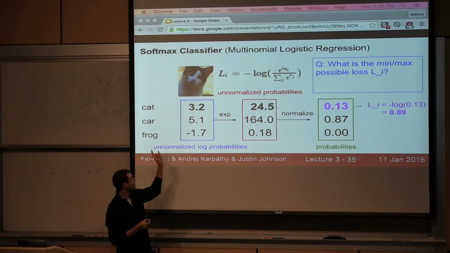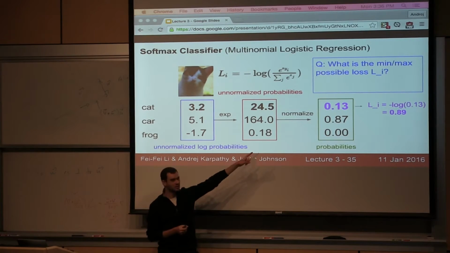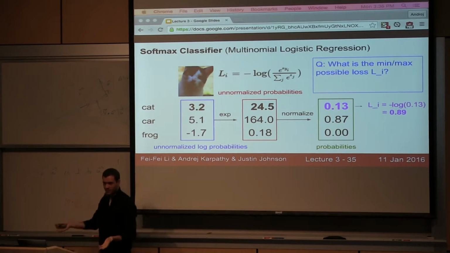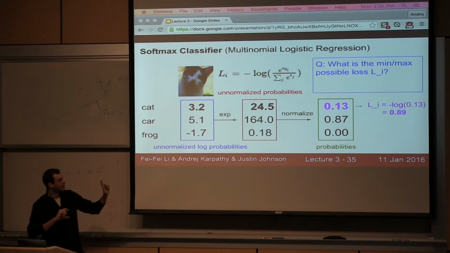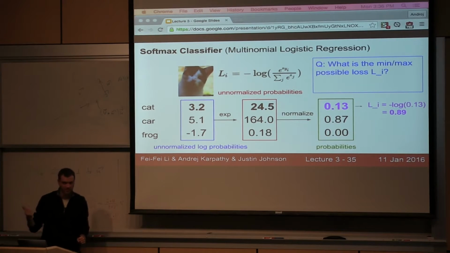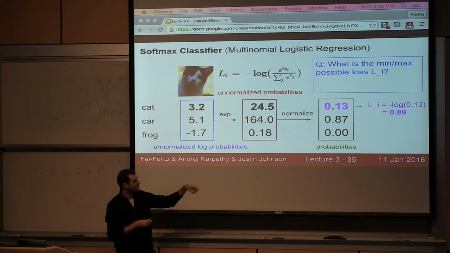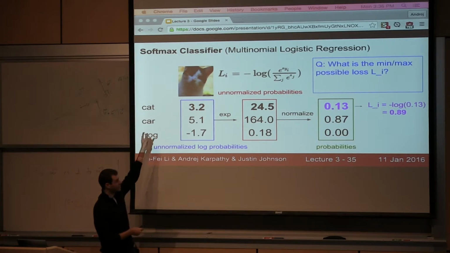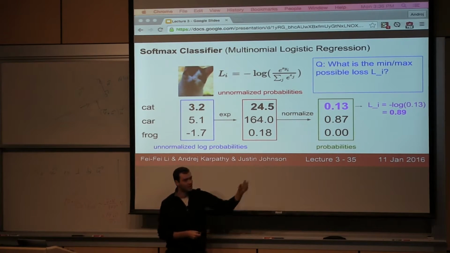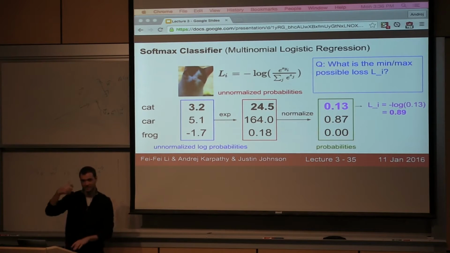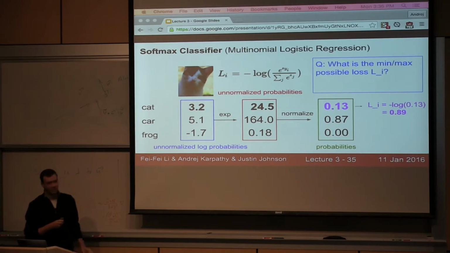Okay, good. So if your correct class is getting probability of 1, we're plugging 1 into the log, and we're getting negative log of 1, which is 0. And the highest possible loss? Infinite. Just as with SVM, 0 is the minimum, and infinite is the maximum. Infinite loss would be achieved if you give your cat score a very tiny probability, and then log of 0 gives you negative infinity, so negative that is just infinite. So yeah, the same bounds as SVM.